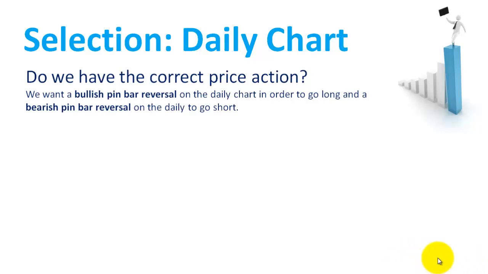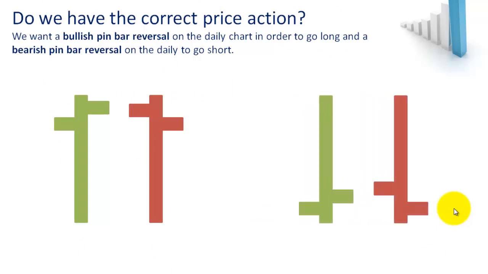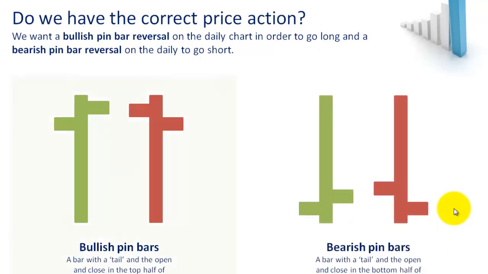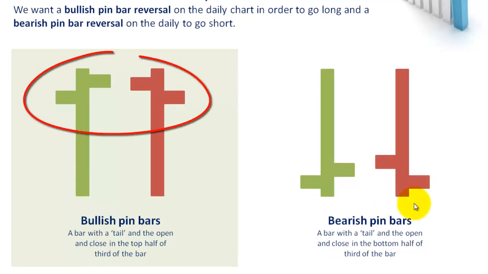So first of all, what we want to do as end-of-day traders is look at the daily chart and ask ourselves, do we have a bullish pin bar reversal? Like so, it could be a green bar, it could be a red bar, it might not even have a color at all. But the way we quantify it is, do we have the open and close in the top half of the bar, or ideally the top third, and do we have a tail?